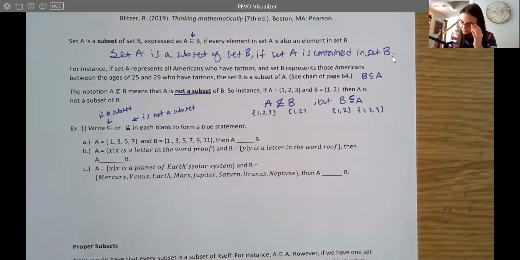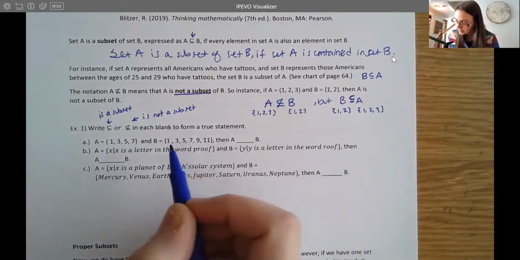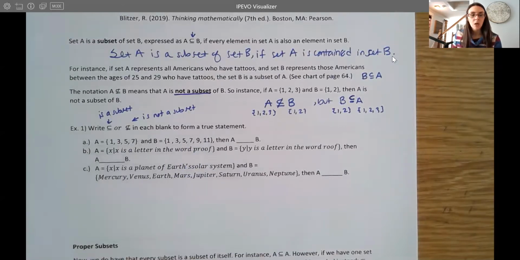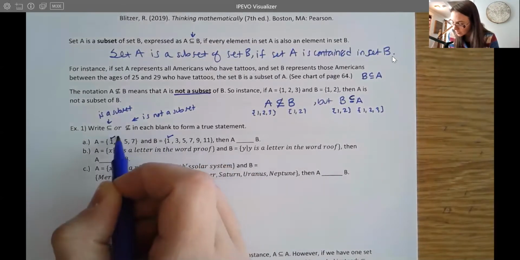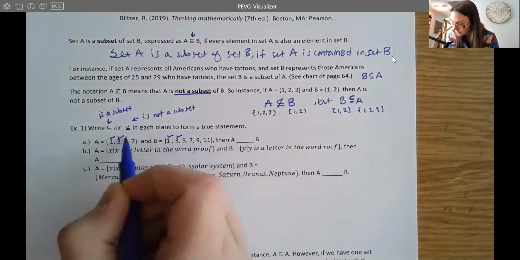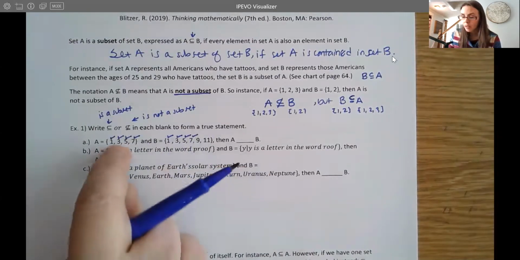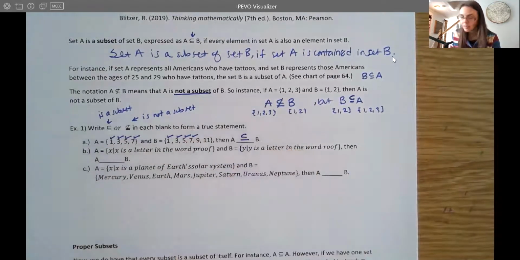So A is the set of numbers 1, 3, 5, and 7. B is the set of numbers 1, 3, 5, 7, 9, 11. So is A contained in B? Well, let's check. Is 1 in B? Yes. Is 3 in B? Yes. Is 5 in B? Yes. And is 7 in B? Yes. So all of A is contained in B. So A is a subset of B.